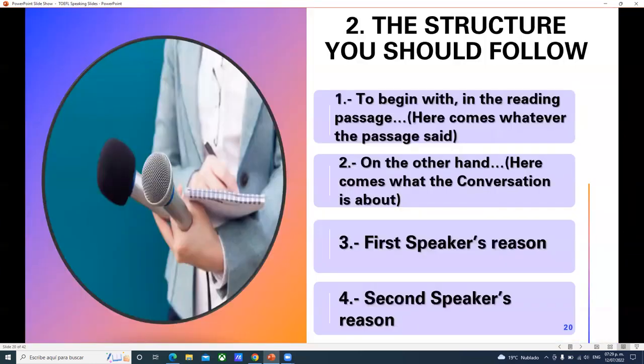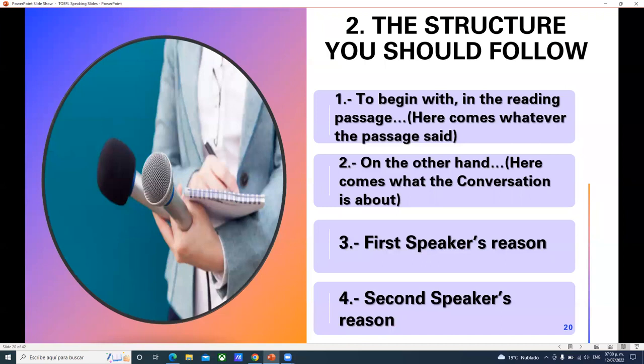So now, as you can see, there is a structure that I follow, and I want to share that with you. How is it that you should structure your response? Of course, there are 4 specific steps that I recommend you follow. For example, look at what I have done in this case, okay? I always begin by saying, to begin with, and I continue, right? In the reading passage, here comes whatever the passage said, okay? In my second illustration, I began by saying, to begin with, in the reading passage, it has been stated that the university plans to shut down the Explorer Centers building, okay?